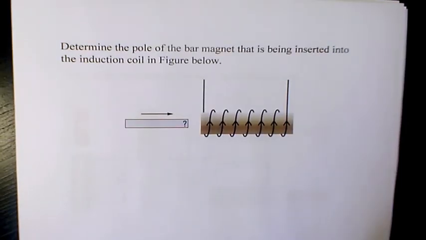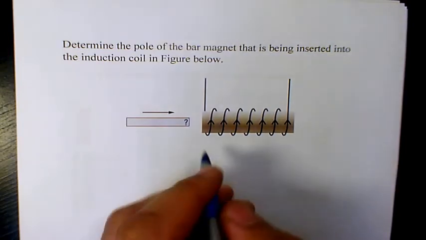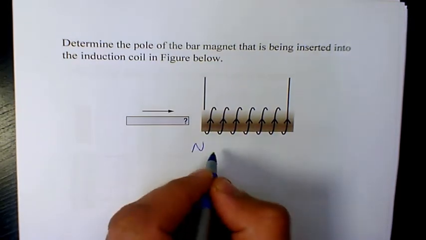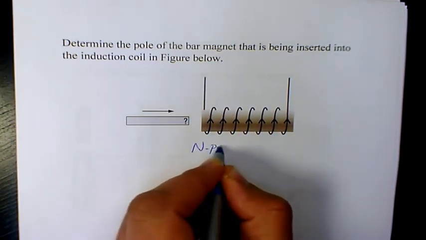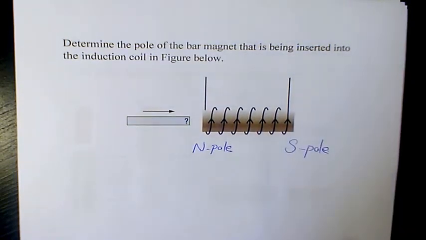Now in the next example, it says determine the pole of the bar magnet that is being inserted into the induction coil in the figure below. So the first thing I need to do is apply the right hand rule to find out the N pole and S pole on the coil. If I use my right hand and rotate it, it means that this side is going to be N pole. This side is going to be S pole.